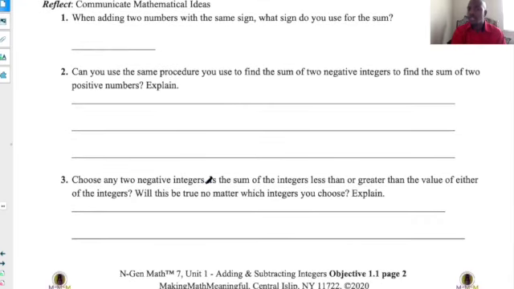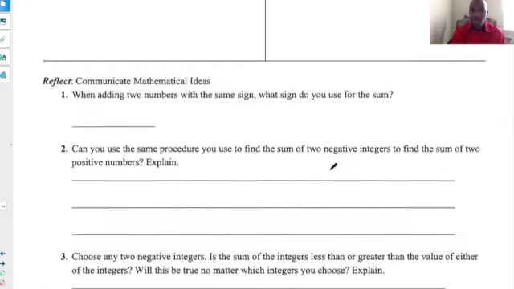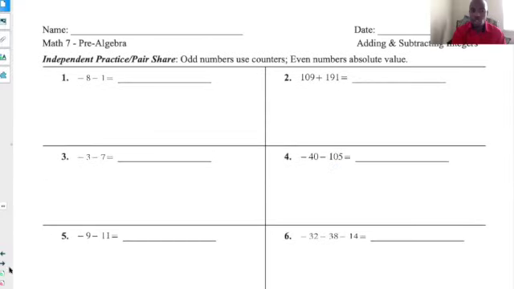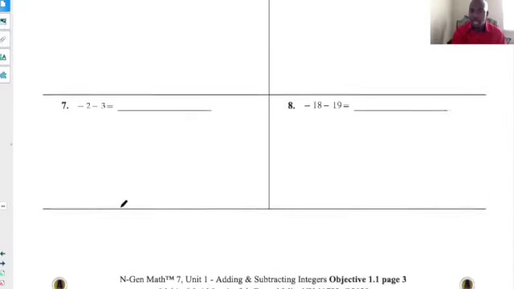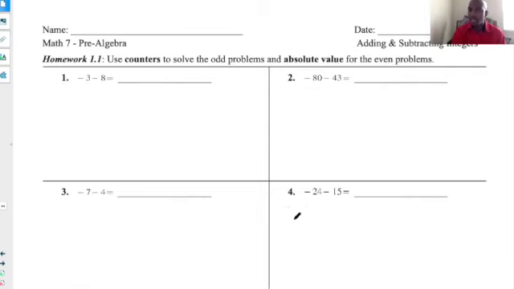And then I want you to choose any two negative numbers, any two. And I want you to just determine, is the sum of these integers less than or greater than the value of either of the integers? Is the sum of them greater or is it less than? Okay? When you choose any two negative integers, okay? Will this be true no matter what integers you choose? Explain, okay? So take a second. I want you to reflect on your learning, complete this, and of course, you do have a homework page to complete as well. Same exact thing, left side, odd numbers, counters, right side, absolute value.